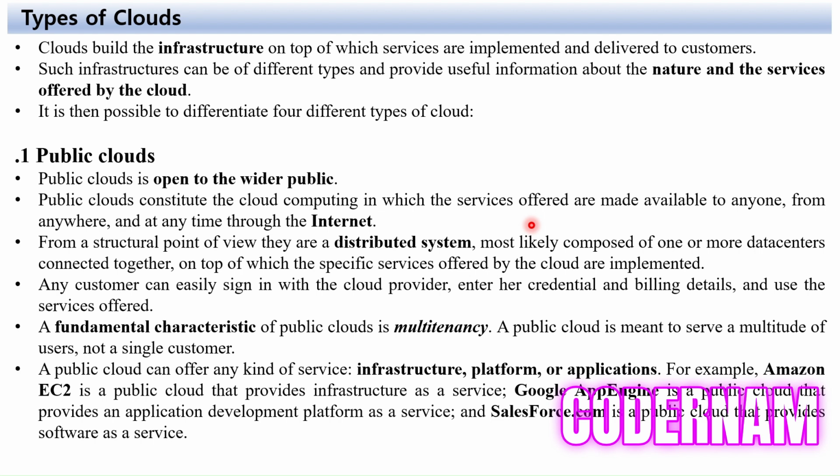From a structural point of view, they are a distributed system, most likely composed of one or more data centers that are connected together, on top of which specific services are offered and implemented. Any customer can easily sign in with the cloud provider, enter their credentials and billing details, and use the services offered. One fundamental characteristic is multi-tenancy: the cloud is meant to serve a multitude of users, not only a single customer. It offers different kinds of services: infrastructure, platform, or application. The famous provider Amazon EC2 provides infrastructure as a service. Google App Engine is a public cloud that provides an application development platform as a service. And Salesforce.com provides software as a service.